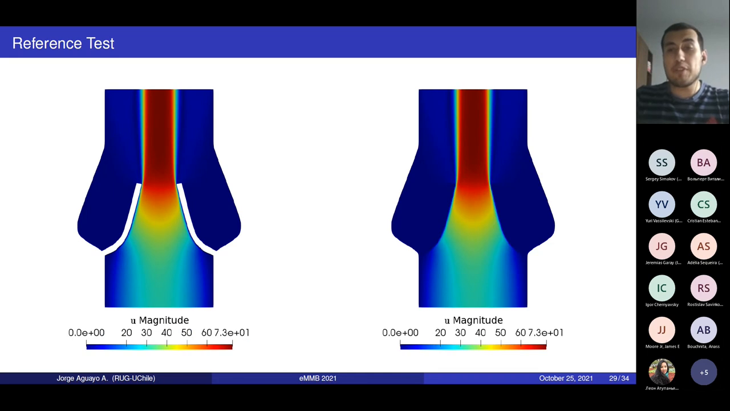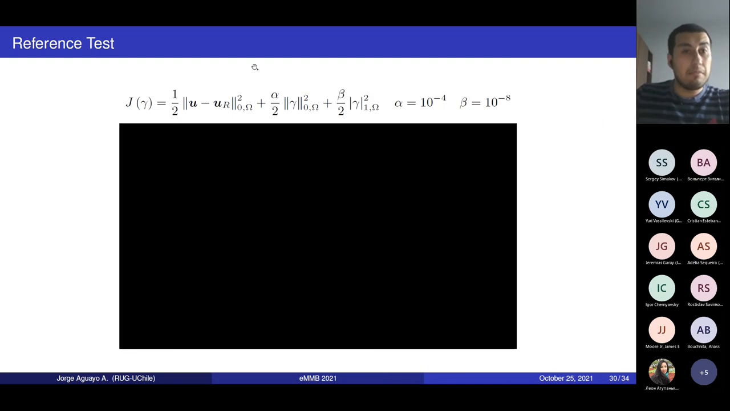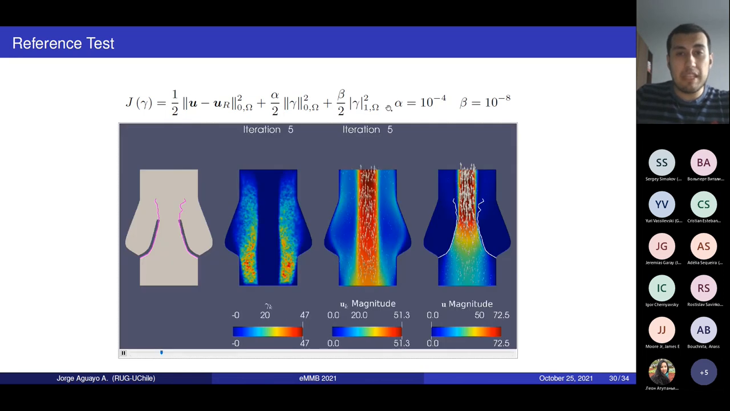So, if we solve the direct problem, we obtain this magnitude of the velocity in 2D, and we can interpolate this into the virtual domain, so we can also use this solution as reference. And the idea is to solve the optimization problem with this functional. So we are using measurements in all the domain, and we have these parameters.